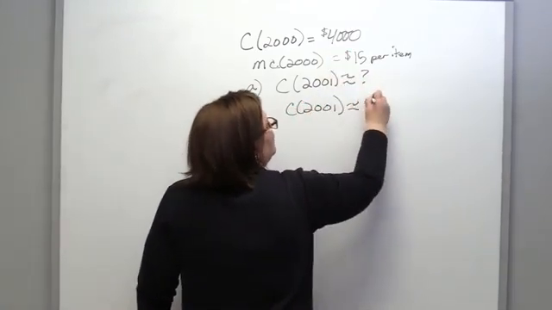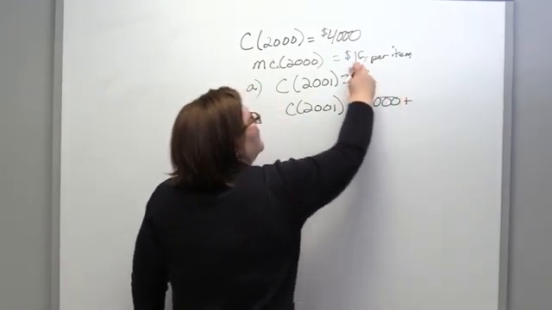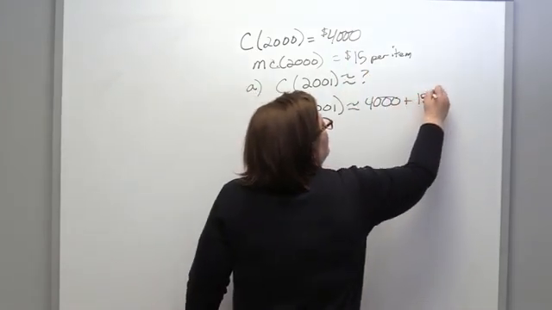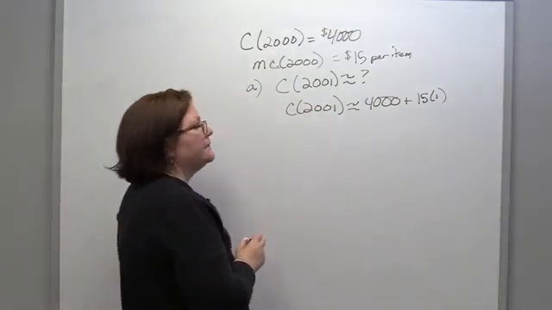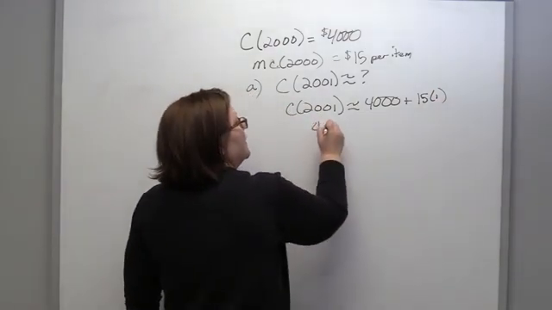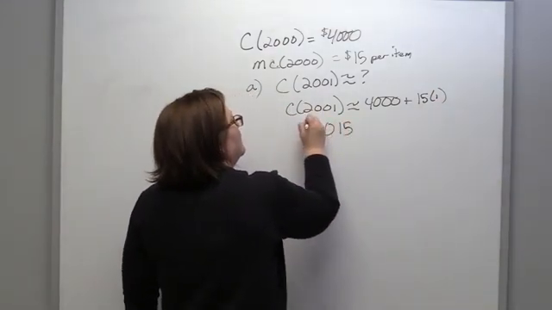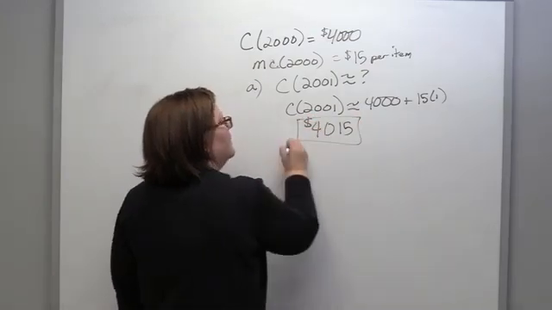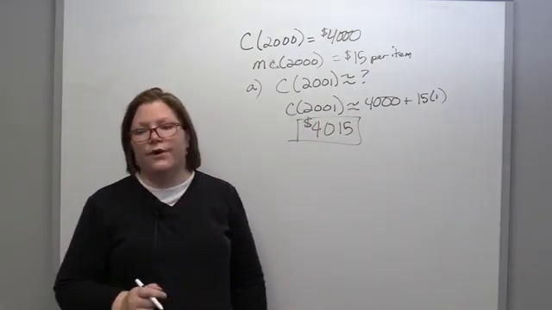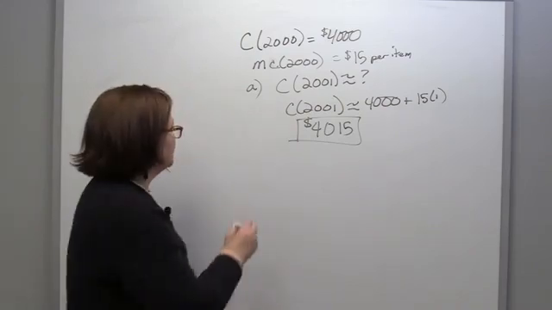So we're starting off at 4,000, and we're going to add one more item. And so we're going to get an answer of the cost is going to be about $4,015.